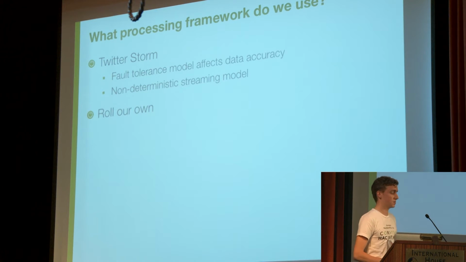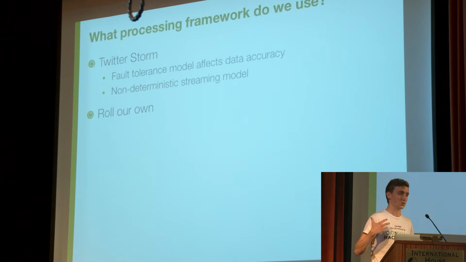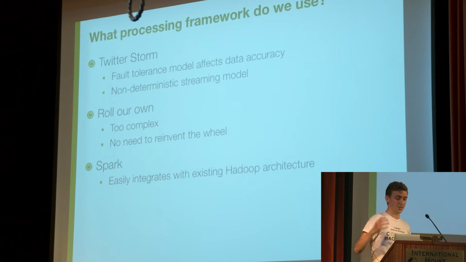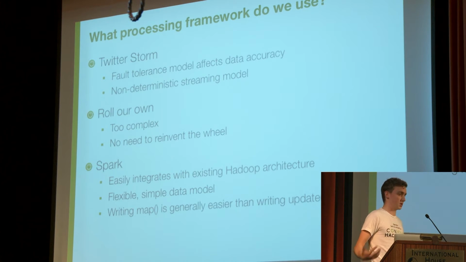We considered rolling our own. We already have a bespoke metrics processing live streaming stack that we built, but frankly, building this out to do even more complex ML algorithms was too complex. There was really no need to reinvent the wheel, given that Spark was starting to show its head. And the really nice thing about this was it easily integrated with our existing Hadoop architecture. It was really painless to start pulling data, piggybacking this on top of the existing architecture we had. The flexible, simple data model was really easy to work with, and fundamentally, writing map is generally easier than writing update, and that was really appealing to us.